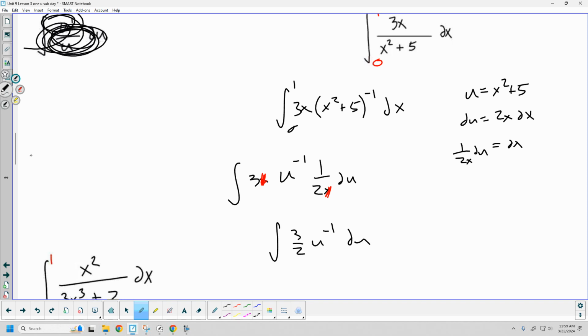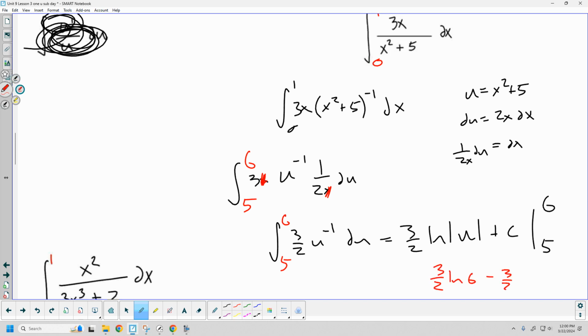I probably should be changing 0 and 1 to 5 and 6. Do some of the work ahead of the game. The antiderivative is 3 halves ln absolute value of u plus c. You've already plugged in 0 and 1. You've already just replaced the stuff with u. You can get this answer just by plugging in 6 and 5.